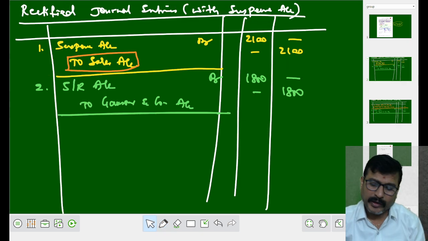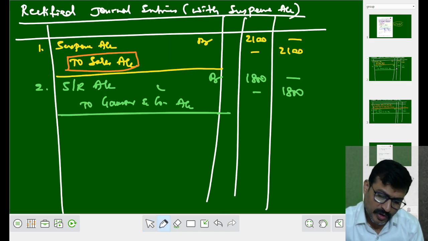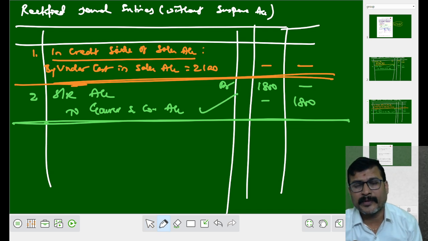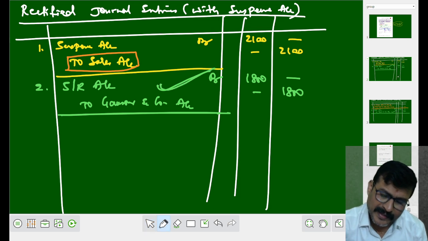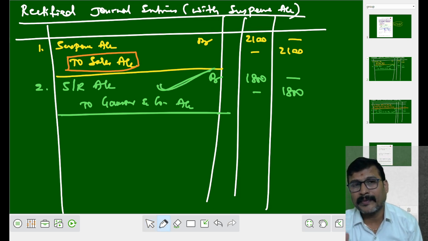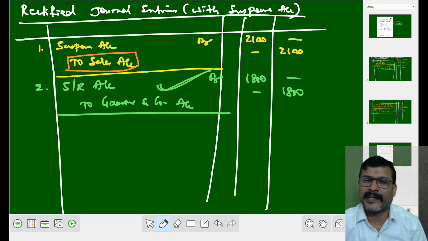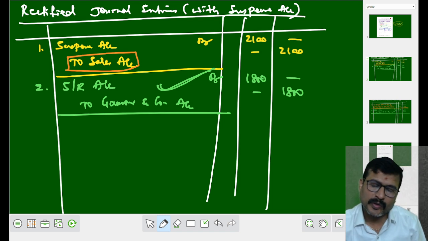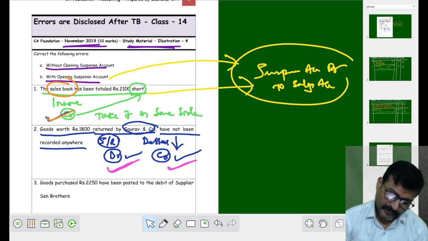Sir, why have you written the same entry on both sides? Without opening suspense also you have written the same, with opening suspense account also the same. Then why the same? Because it is a complete omission of error. It won't affect the agreement of trial balance. Then there is no question of using suspense account. So the same entry comes on both sides. Understood? Next one.